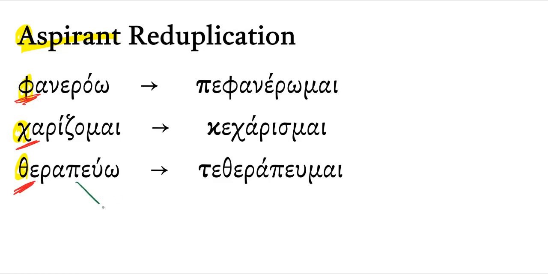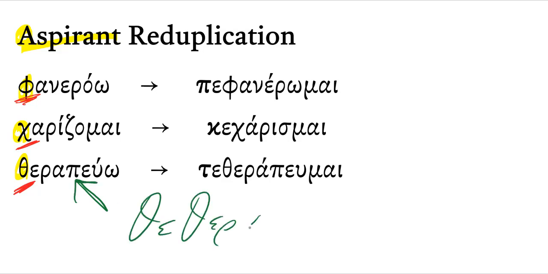Well, try to say the perfect of this with phi, right? If you did it in a very regular way, you'd sound like the Tasmanian devil. You're spitting all over the microphone, right? It's hard to say two aspirant letters together because we spit on ourselves, and it's difficult to say. So what did the Greeks do? They used the cousin consonant of the aspirant letter to reduplicate.